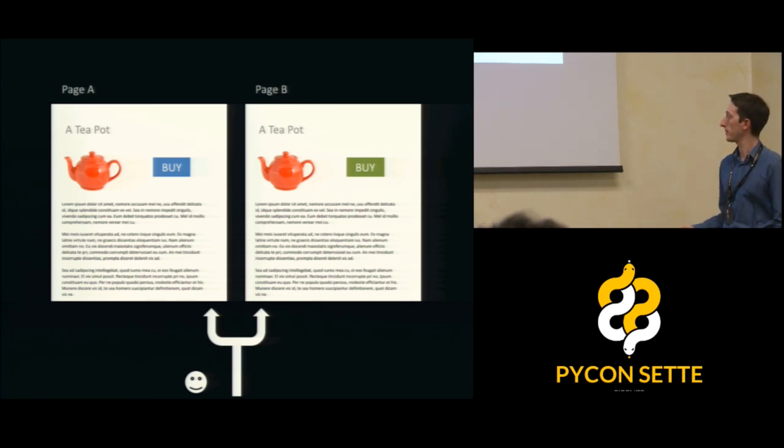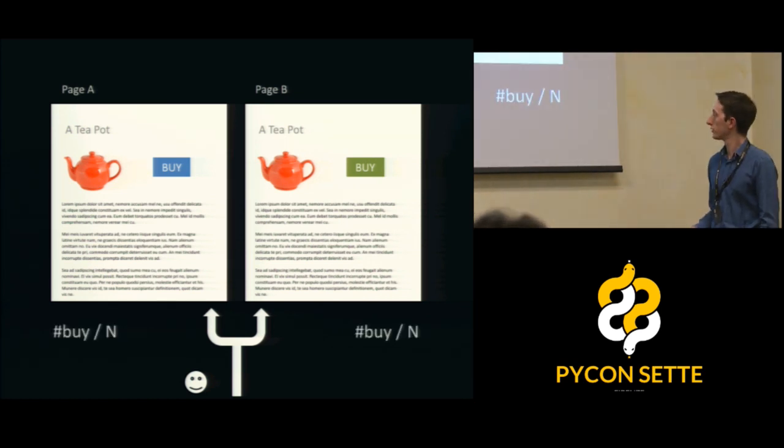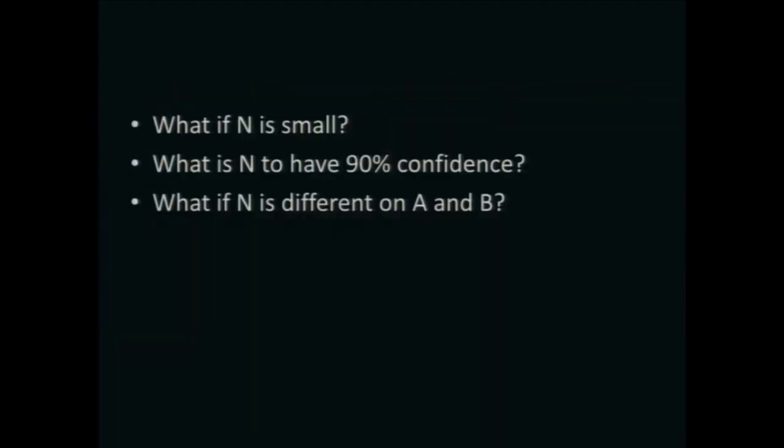So we set up the experiment. When a new user comes, we either send him to page A or to page B. And then we can count whether he bought, for example, a teapot or not. So the most basic approach is just to compute the average. So we count how many times he bought over the number of users that visited the page. But there are some limitations with just computing the average.